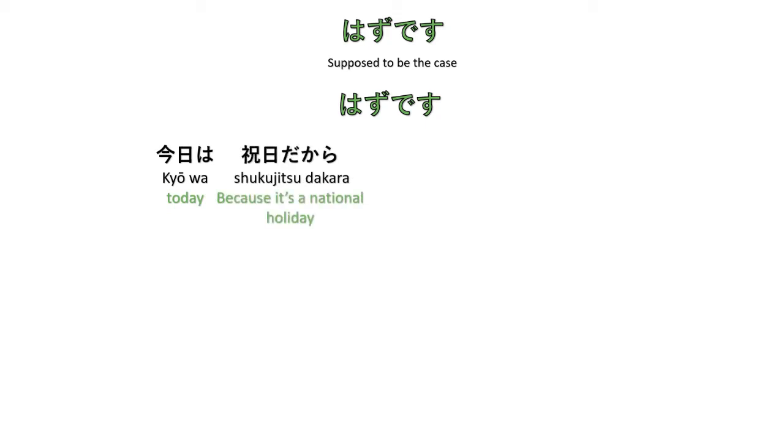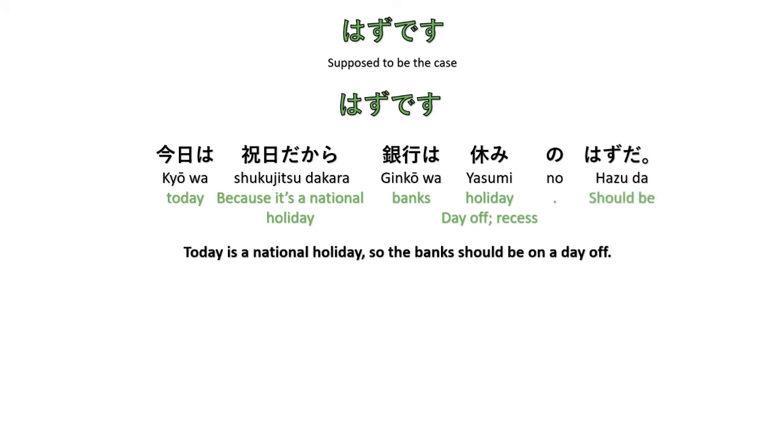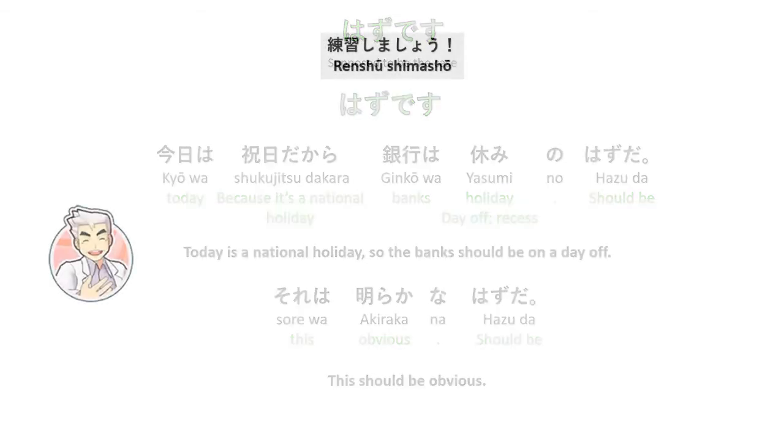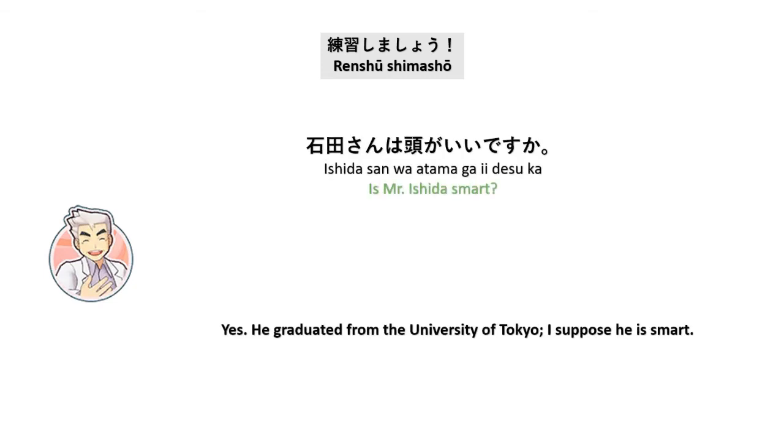今日は祝日だから銀行は休みのはずだ。So here, yasumi means holiday, day off, recess. So it's a noun. And since it is a noun, it must be followed by no here. As you can see, yasumi no, and then hazu da, or hazu desu, for polite form. それは明らかなはずだ。This should be obvious. Okay?